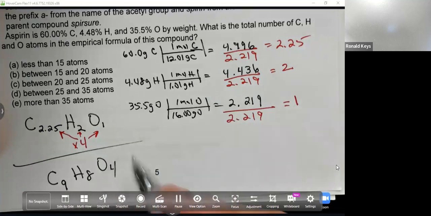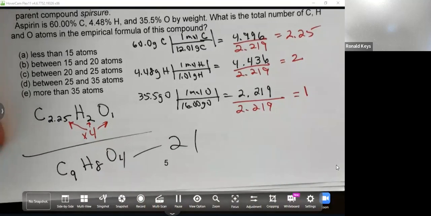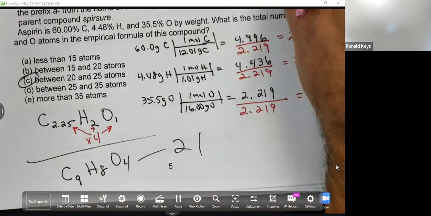Looks like 9 plus 7. Looks like we get a total down here of 21. 21, so I'm hoping it was C.